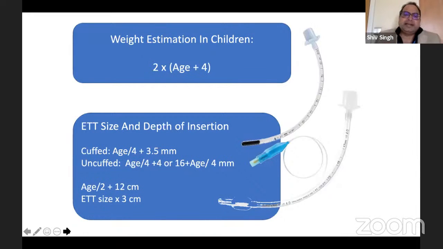Also important is that we may not actually know the weight of the child, though it can be taken. If the child allows, you can take the weight. But if not, then you should know some of these formulae. The estimated weight for this child will be 2 times the age plus 4. So this is a 2-year-old, 2 plus 4, so 6 into 2. So the approximate weight for this child is around 12 kilos.